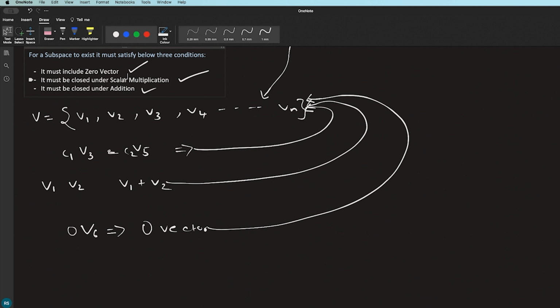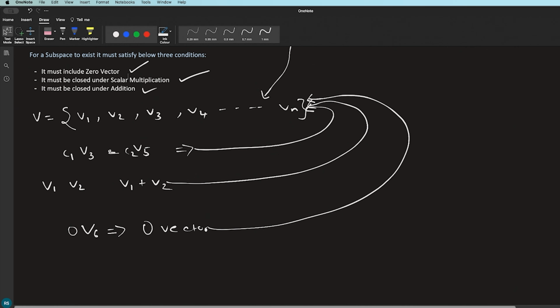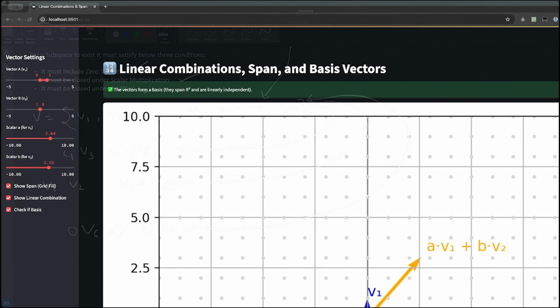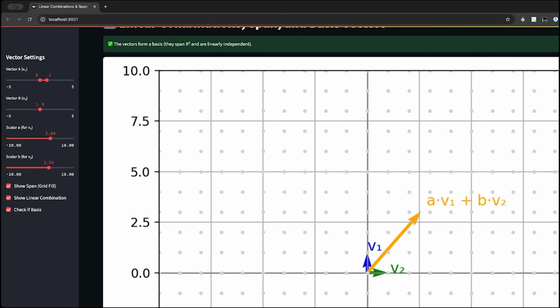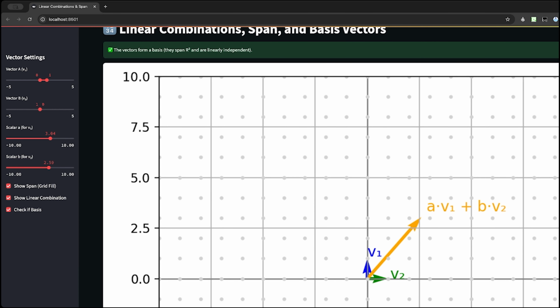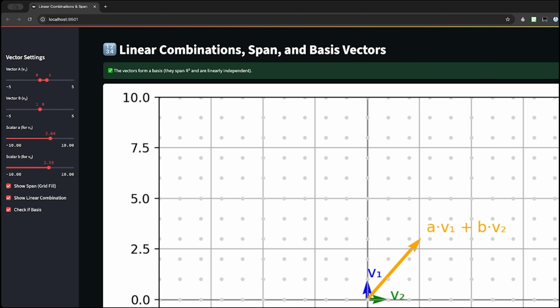Now I am going to show you visually with the Streamlit application that I have developed, so you can understand these topics better. So this is the app I have developed in Streamlit. On the left-hand side, you can see the left pane for the vector settings, where you can vary the value of vector A, vector B, scalar A and scalar B. Vector A is nothing but vector V1 and vector B is nothing but vector V2. On the right-hand side, we can see a 2D coordinate graph where we can visualize the linear combination of these two vectors V1 and V2.